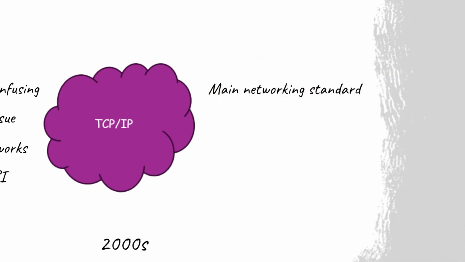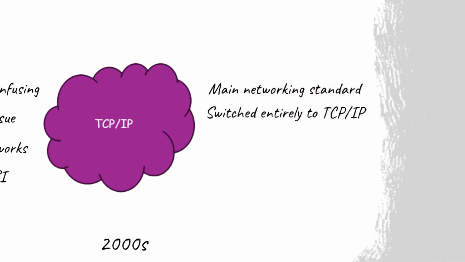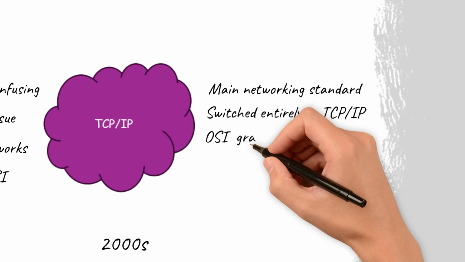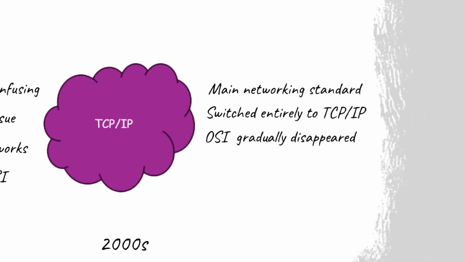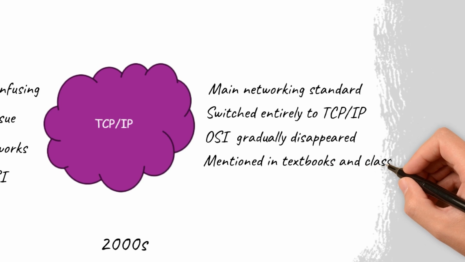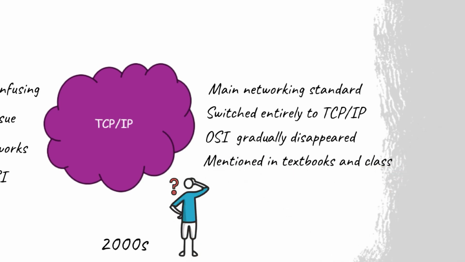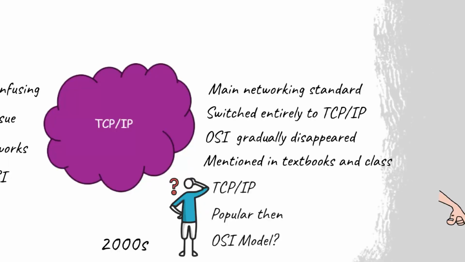Almost every company, university, and organization switched entirely to TCP/IP. Meanwhile, the OSI model gradually disappeared from everyday use. Today, it's mostly mentioned in textbooks and classrooms. But why did this happen? Why do you think TCP/IP became more popular than the OSI model? Let me know your ideas in the comments.